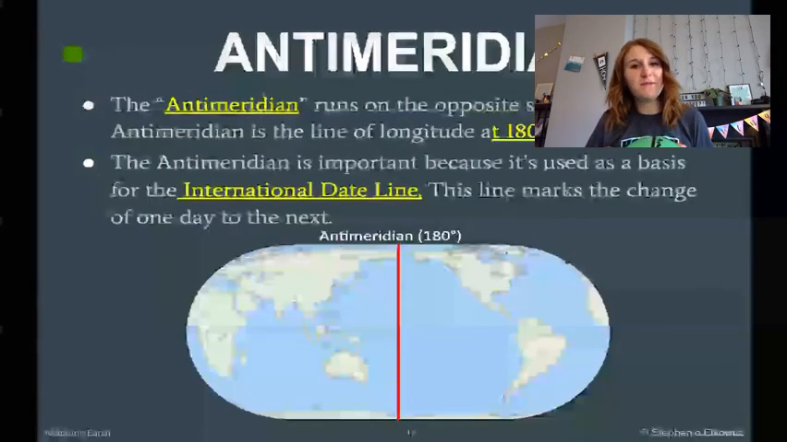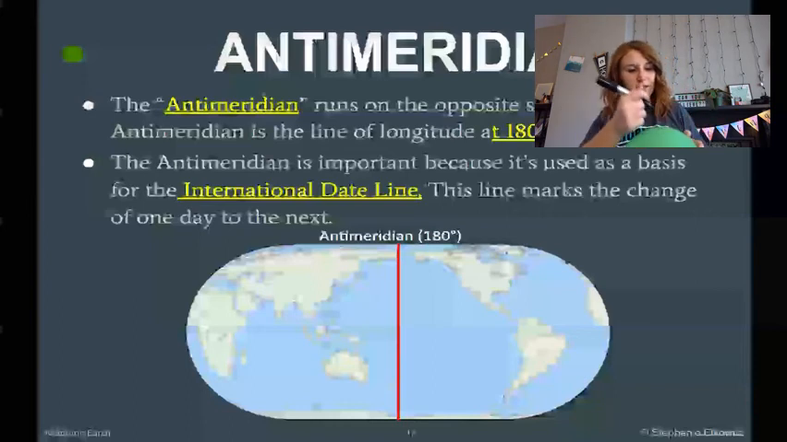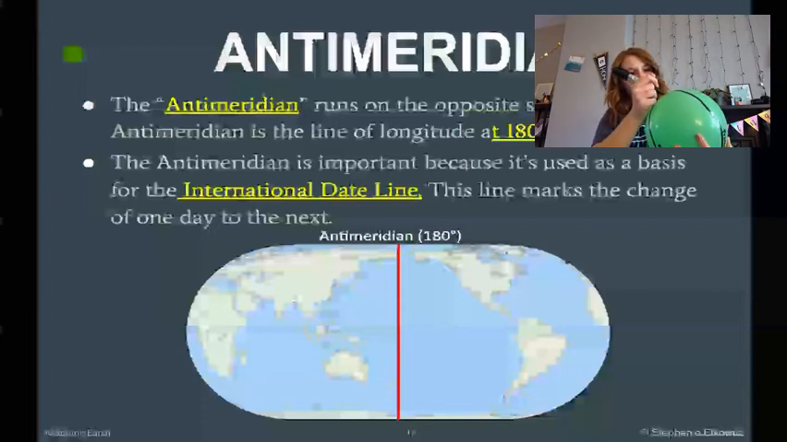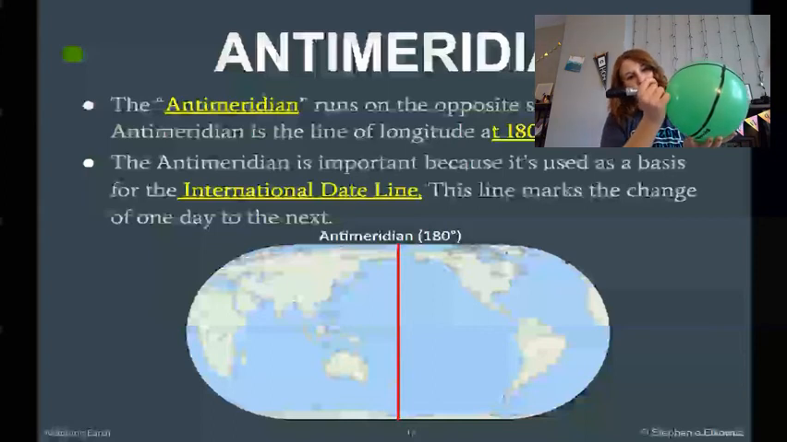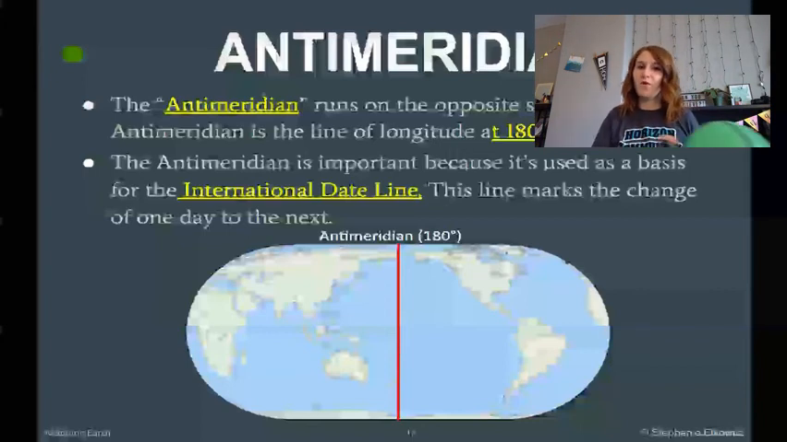But did you know there's also something called an anti-meridian? The anti-meridian runs on the opposite side of Earth. So here's the anti-meridian. The anti-meridian is the line of longitude at 180 degrees. There goes my anti-meridian, and we're going to connect at the bottom at the South Pole. The anti-meridian is important because it's used as a basis for the international date line. This line marks the change of one day to the next.